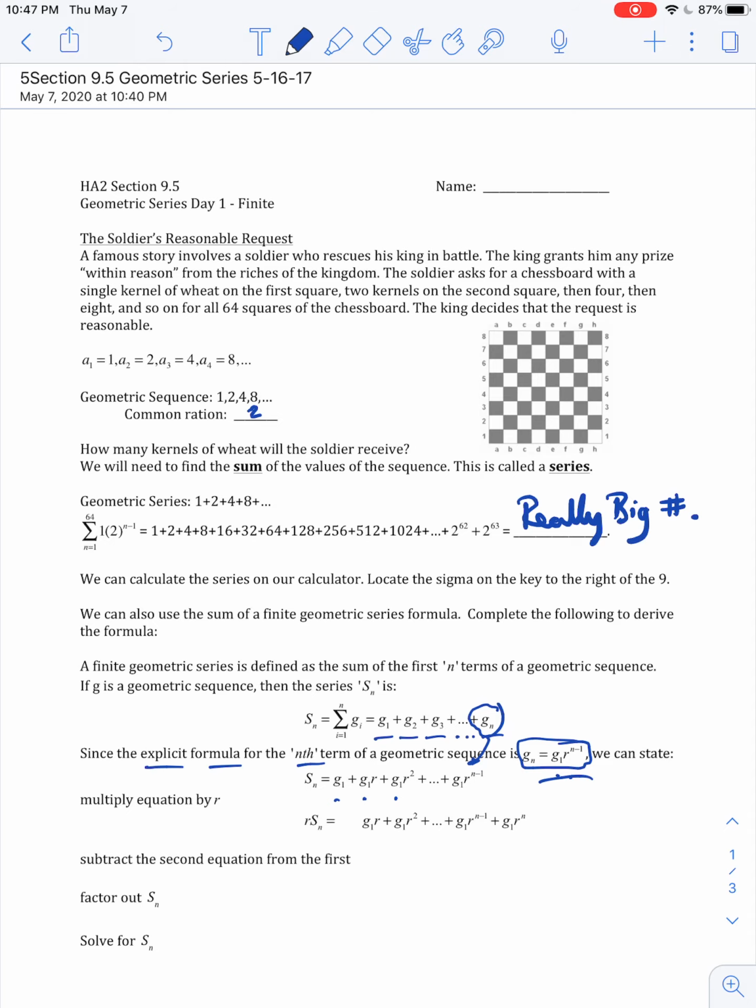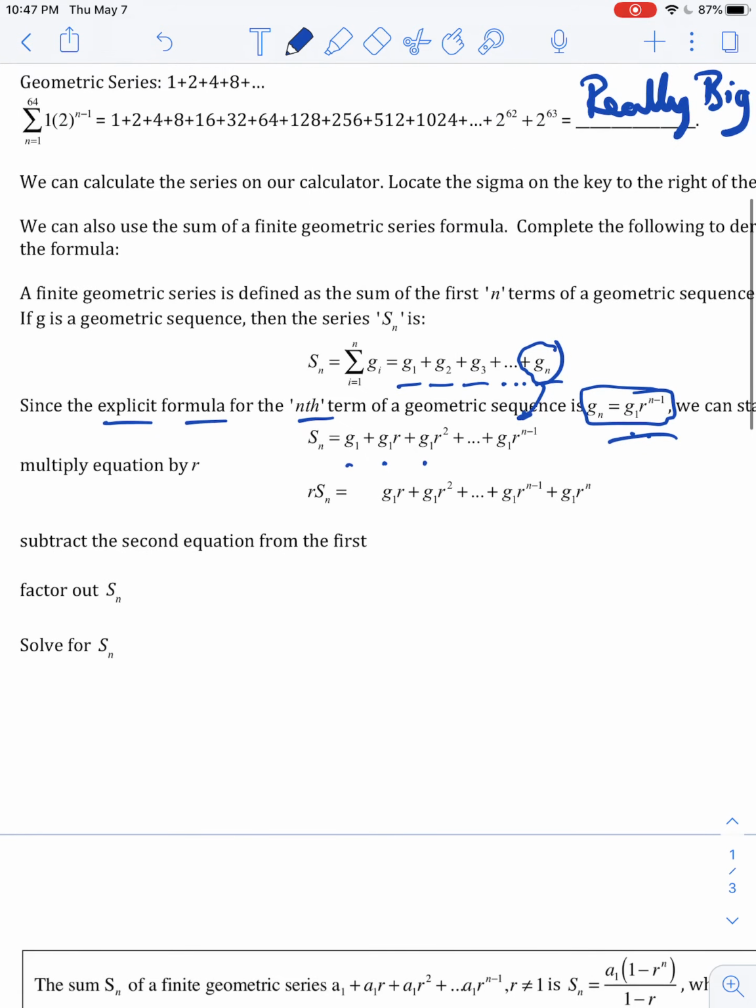So now here's the sneaky part. What we do is we multiply that equation by r. When we multiply that equation by r, the left-hand side would just get multiplied by r, so it would be r times S sub n. And on the right-hand side, G1 now has an r. And then this one, since it was G1 times r, when we multiply by r, now it's G1 r squared. And then when I multiply this one, it would be G1 r cubed right here.